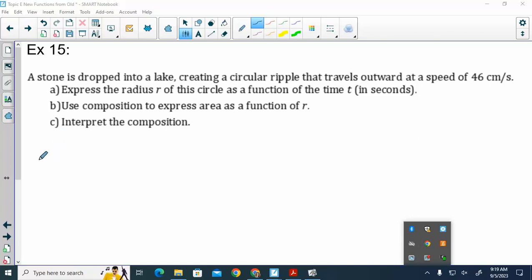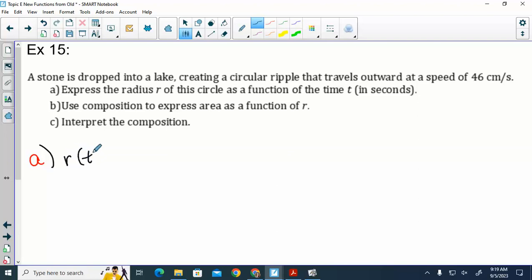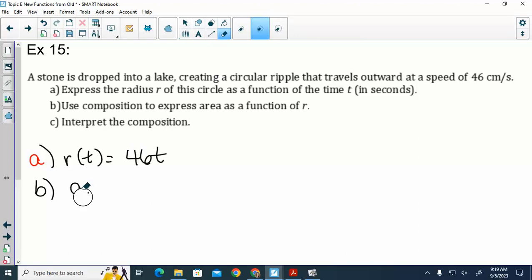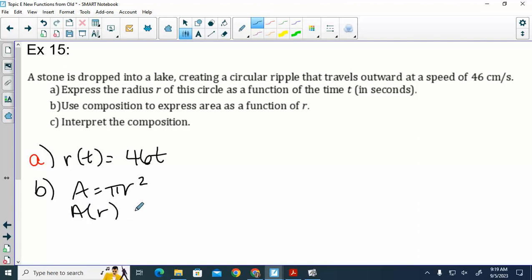So a stone is dropped in the lake, creating a circular ripple that travels outward at a speed of 46 centimeters per second. So the radius as a function of time would be what? Okay, B, we want area. So area of a circle is what? So we want the area as a function of the radius. Well, that should have said area as a function of time. Sorry about that. So the area is a function of time.